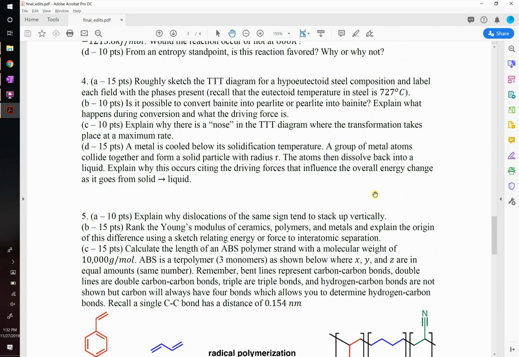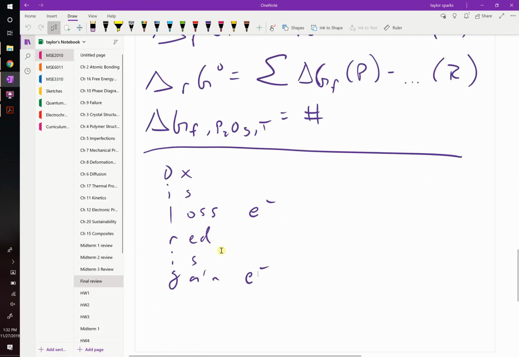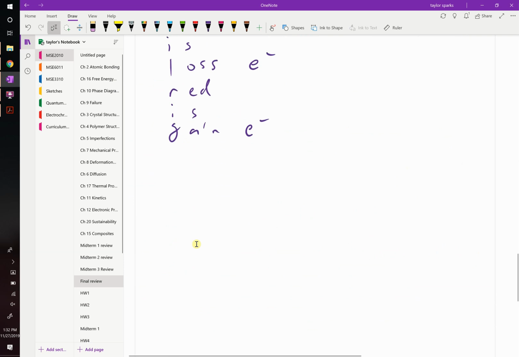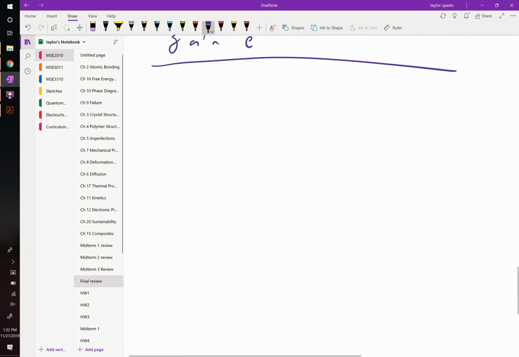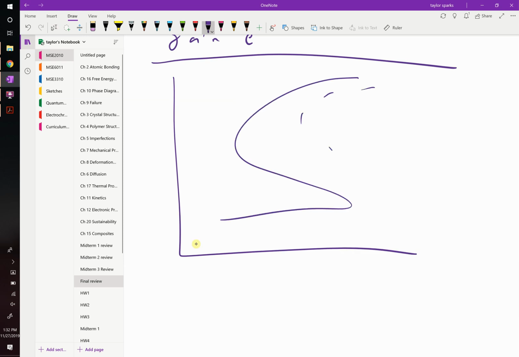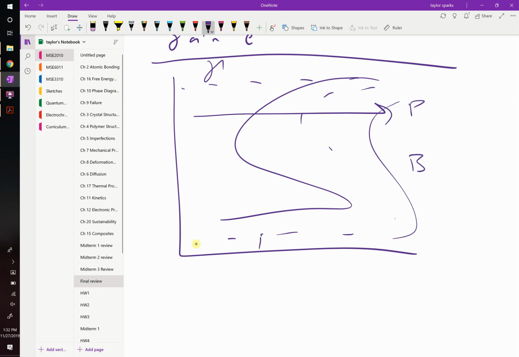How about this one? It says, roughly sketch a TTT diagram for a hypoeutectoid steel composition, labeling each field with the phases present. So how do we start? TTT diagrams tell us the kinetics of phase transformations. We know that they typically have a shape that looks something like this. You've got the dotted lines, and pure austenite was up here. If you went over here, you ended up with pearlite. Down here, you ended up with bainite. Down here, you had martensite.